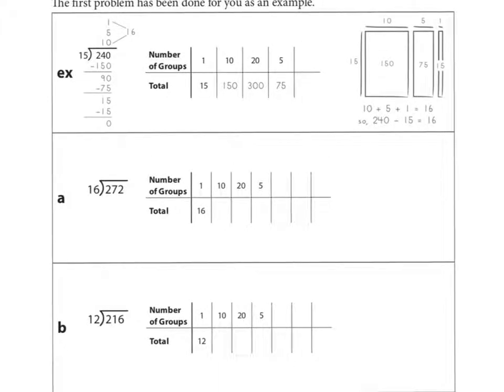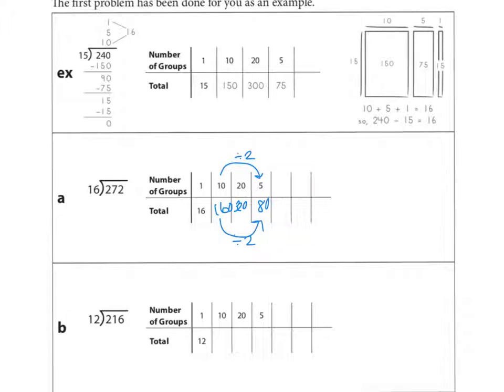Let's go to A. We have 272 divided by 16. So you see we have a ratio table for 16. So one group of 16, 10 groups of 16 is 160. 20 groups of 16 is 10 groups doubled. So that's going to be 320. 5 groups is 10 groups divided by 2. So we're going to take 160 divided by 2, and that is 80.